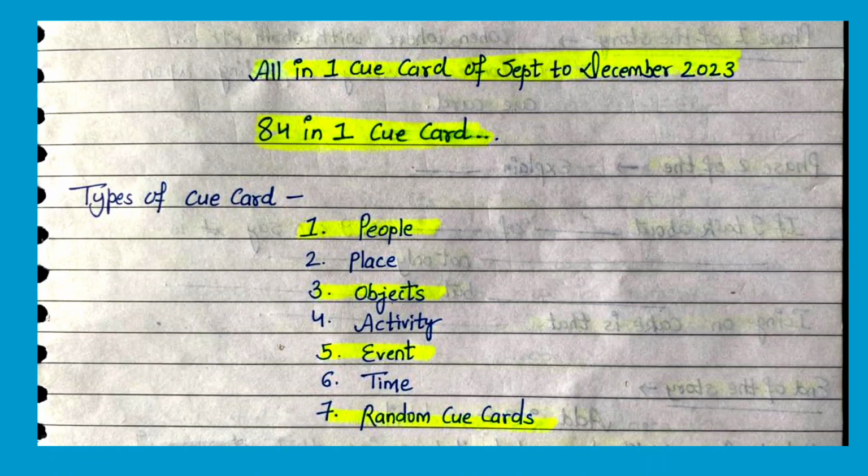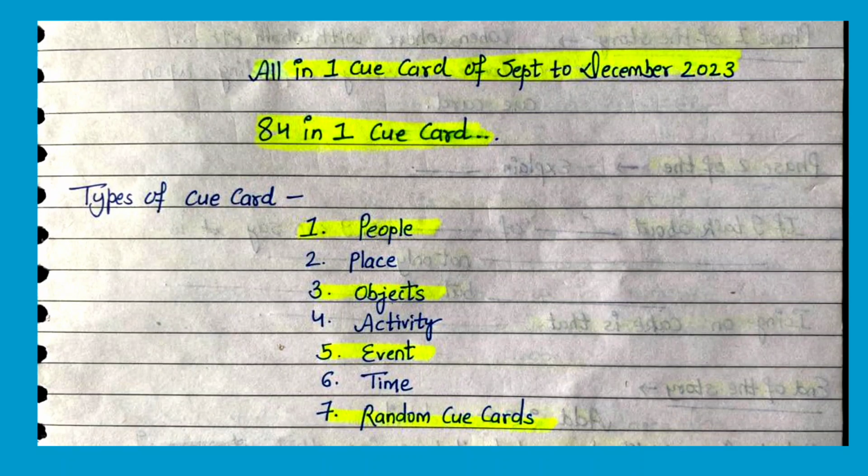Second type is place. Talk about a bad place, talk about a place where you saw a lot of pollution. You know that, right? Then objects: talk about a gift you gave to somebody, talk about something you shared with somebody and all that stuff. So basically these are of 7 types: people, place, objects, activity, event, time, and some random cue cards.